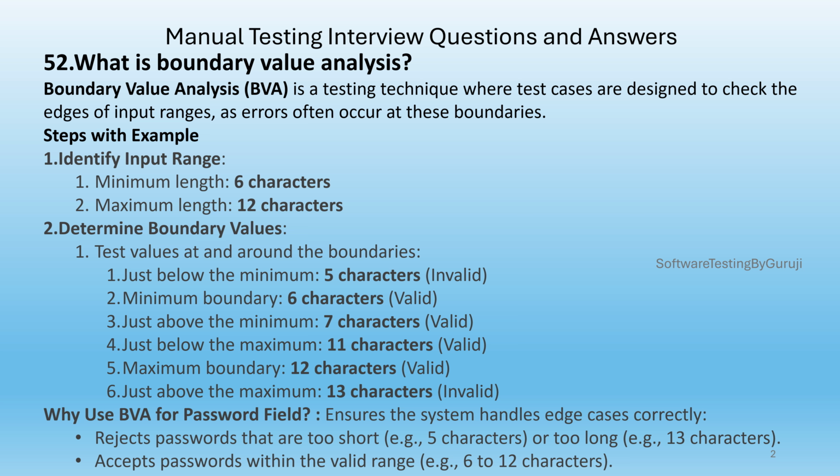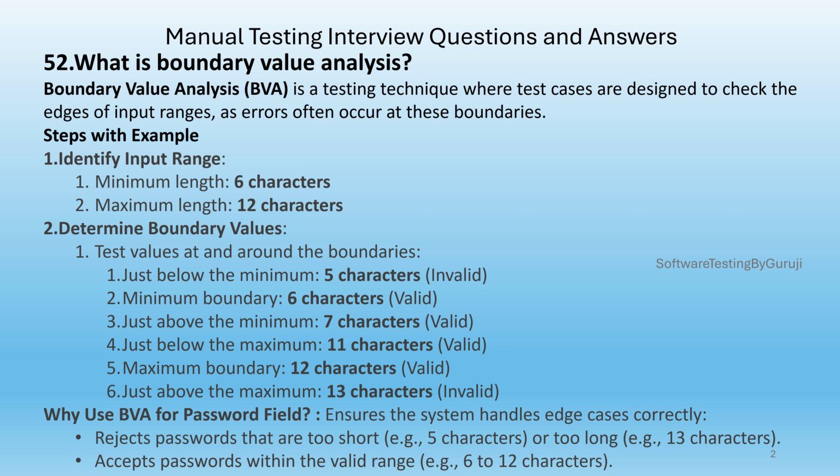First, just below the minimum, 5 characters, invalid condition. Second, minimum boundary, 6 characters, valid condition. Third, just above the minimum, 7 characters, valid condition. Fourth, just below the maximum, 11 characters, valid condition. Fifth, maximum boundary, 12 characters, valid condition. Sixth, just above the maximum, 13 characters, invalid condition. So min minus 1 and max plus 1 are the invalid conditions. The rest are all valid conditions.